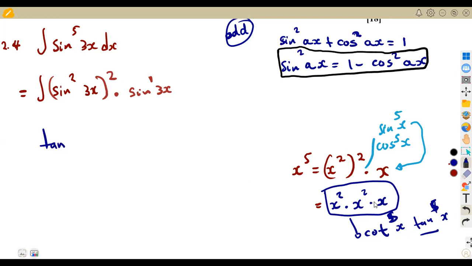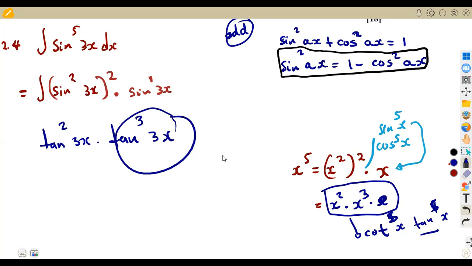In fact, you don't expand it like this one. It was going to be tan squared 3x times this one. You combine it together, x squared and x give you x to the exponent of what? X to the exponent of 3. So it's going to be tan to the exponent of 3x. That is for tan and for cot. You expand it that way.